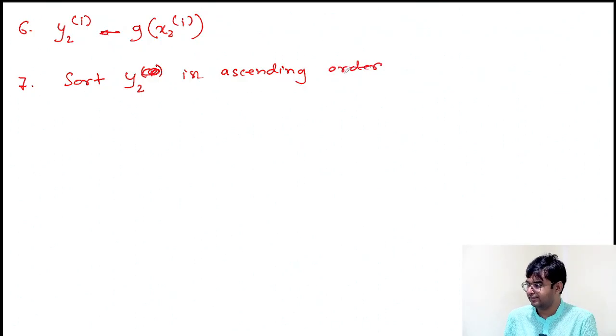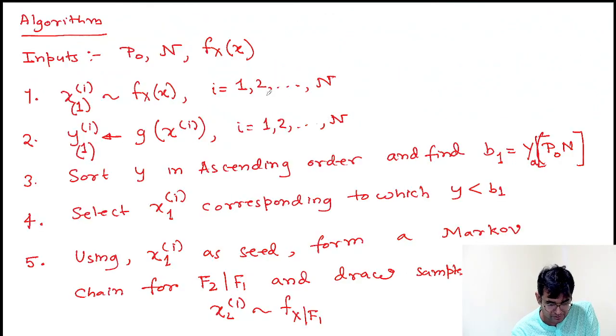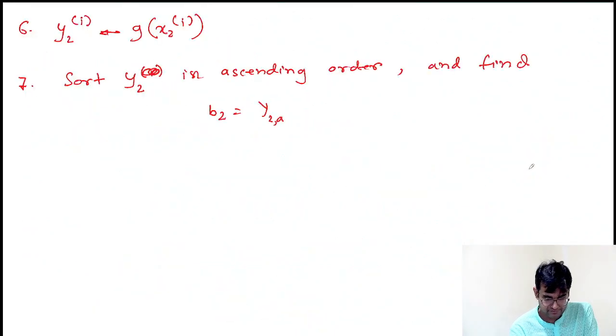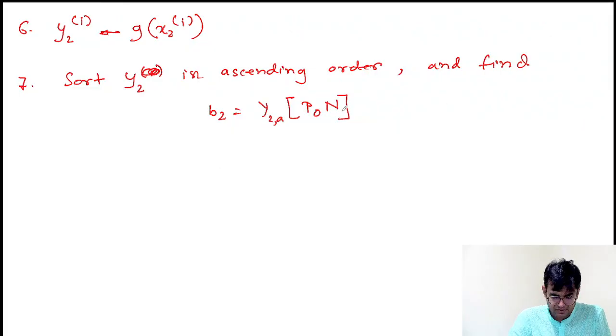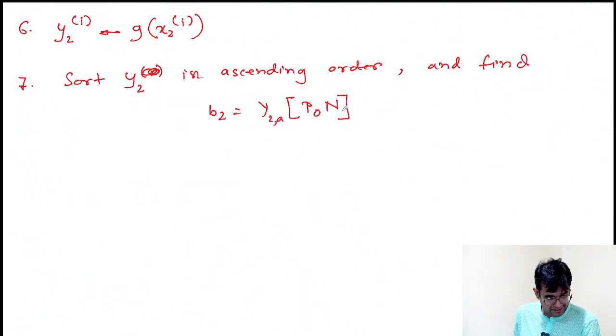You will sort y2 in ascending order and find B2, which is equal to the sorted version. So y2a, let's call it, I think previous one I should write y1a somewhere. Yeah, y1, here should be 1a, right? So y2a and then p0 times n. Okay. And then basically what is the next step? I can just say that repeat step 5 to step 7, right?